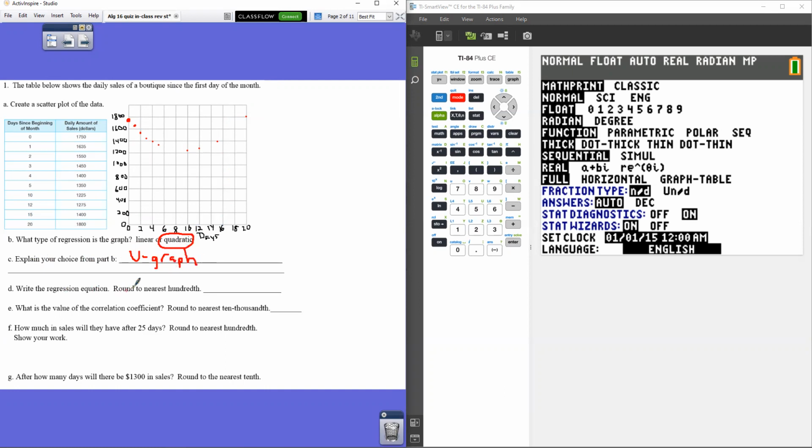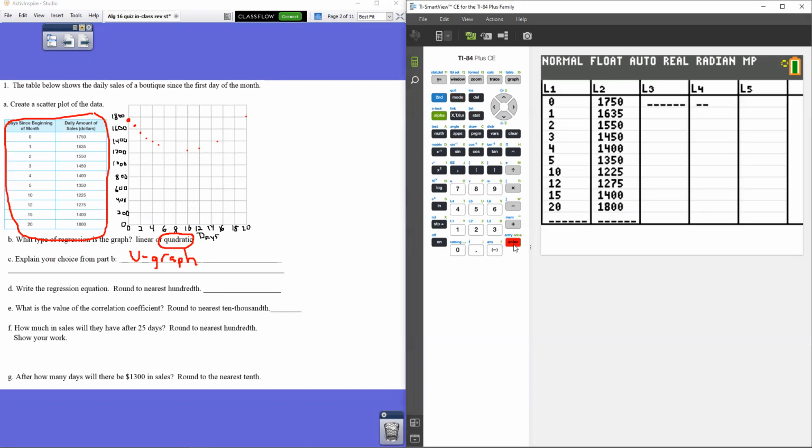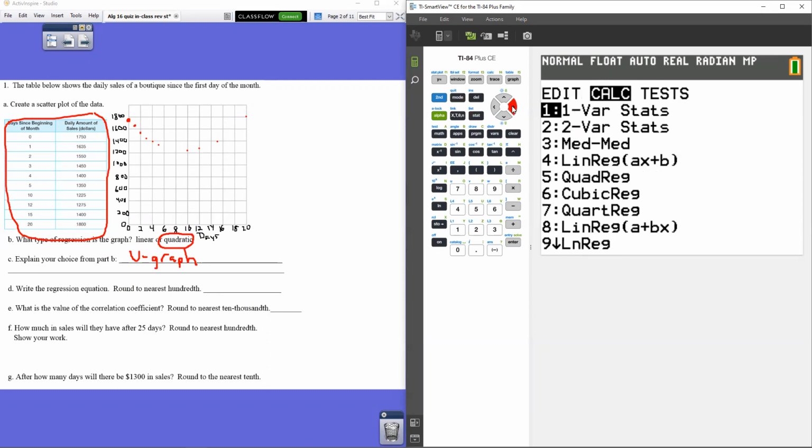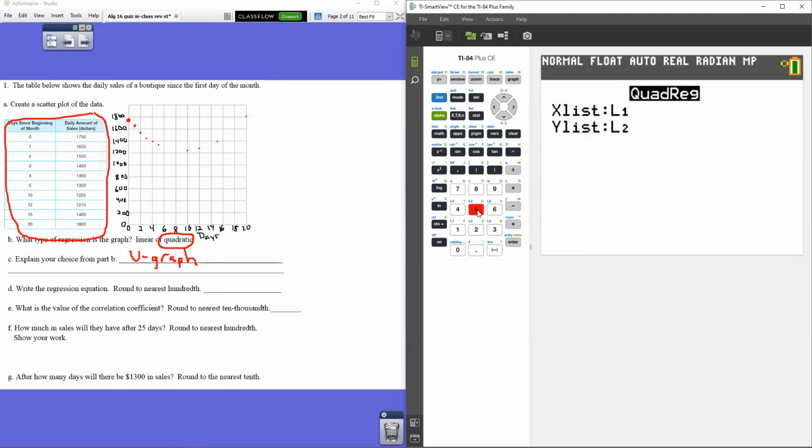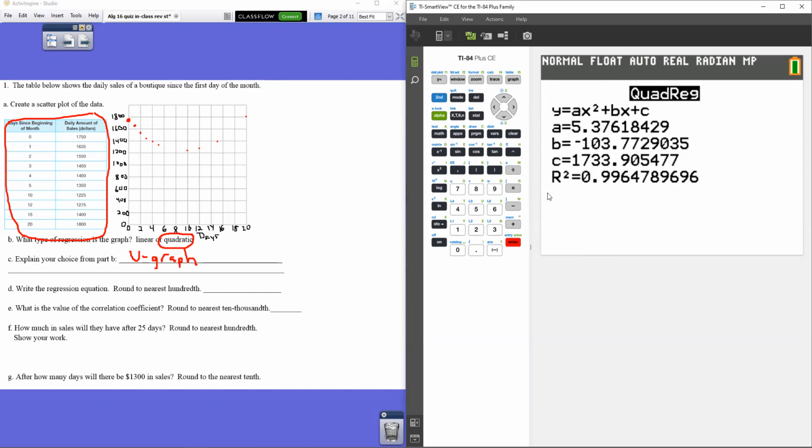Write the regression equation. So when you go to do this, you need to type in your data into your L1 and L2. We do that by going to Stat, Edit. I already typed in my data here. Always double check your data to make sure that it is correct. Now we need to do the quadratic regression. So Stat, Calc, and then quadratic regression, remember, is number 5. So we're going to hit 5. We want our L1 and our L2, so we're going to go down to calculate and hit enter, and magically it does its work.